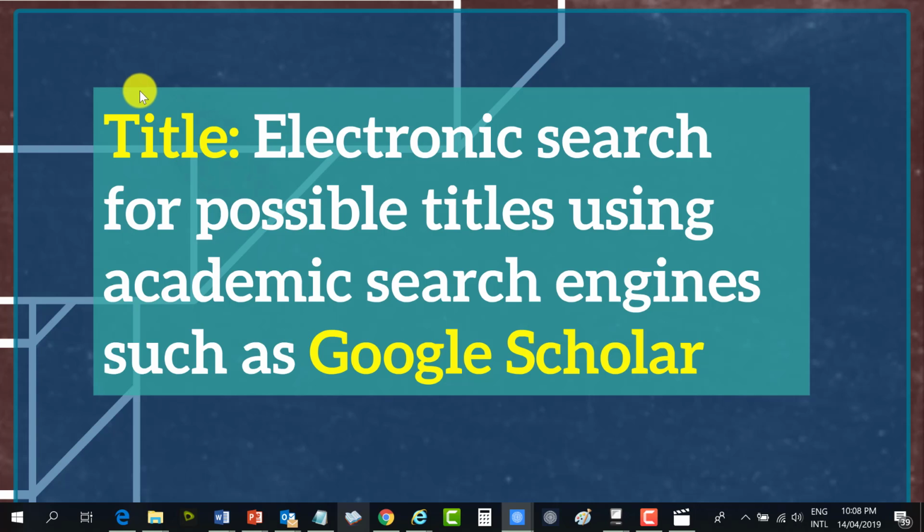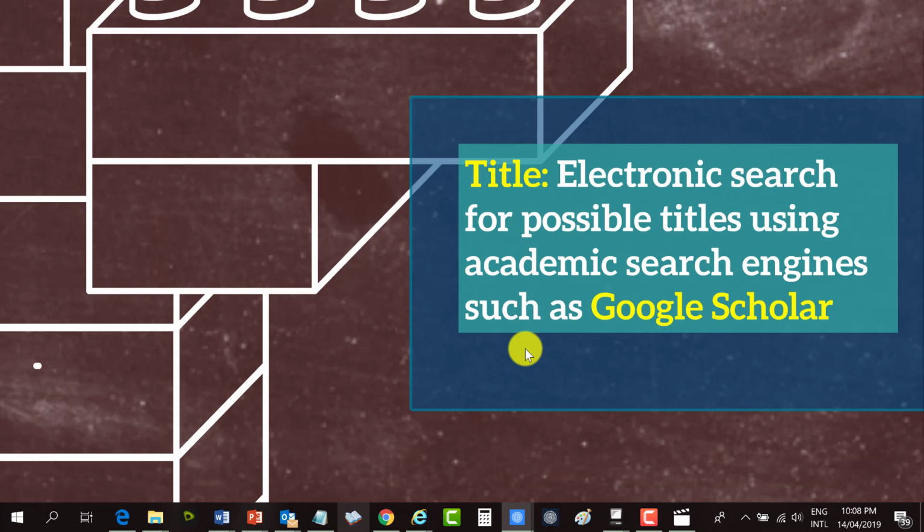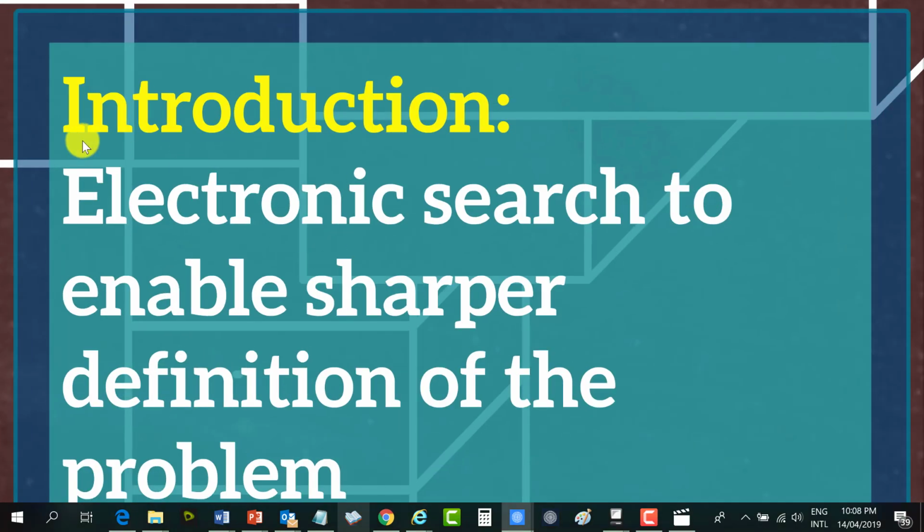This was the major thrust of our lessons 2 and 3, using Google Scholar for lesson 3, the last lesson. So electronic search of possible titles using academic search engines such as Google Scholar. So that's how we use ICT for the title section. Let's go on. Let's go to the introduction. How do you use ICT for the introduction? You see, you use electronic search so that you can define your problem very sharply.